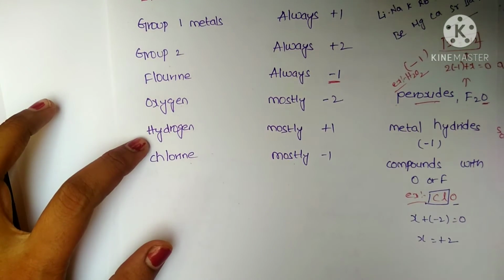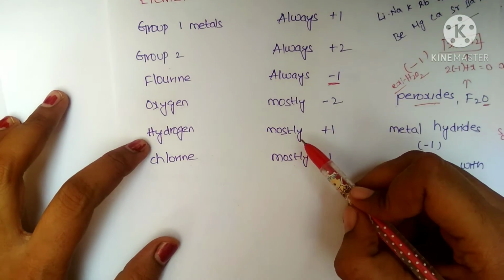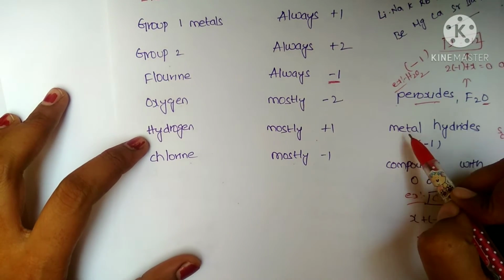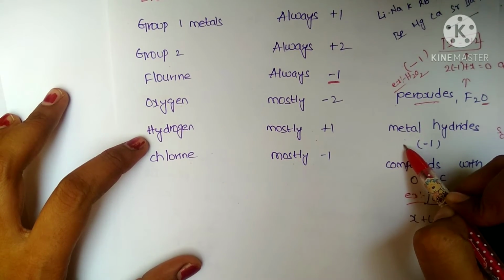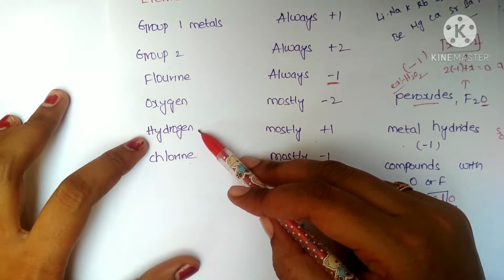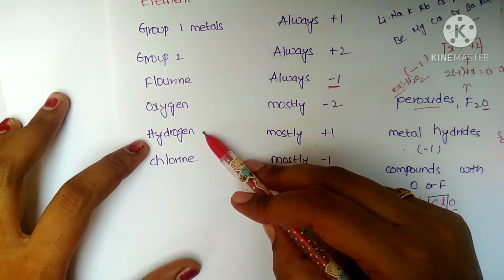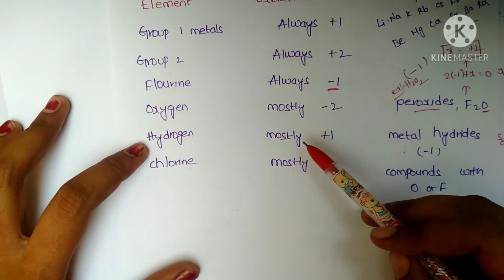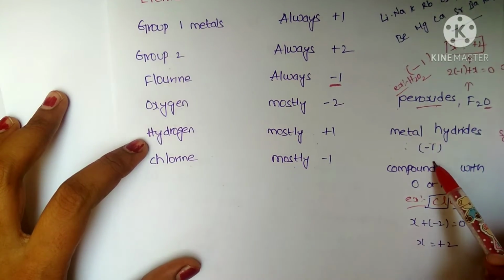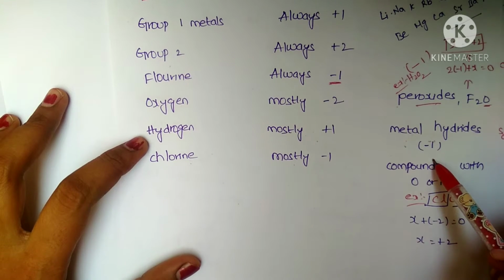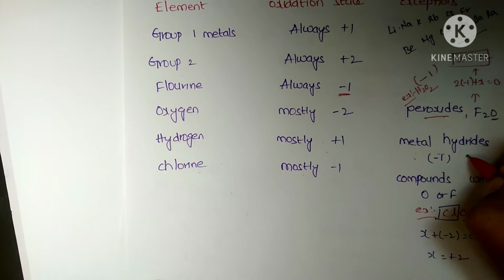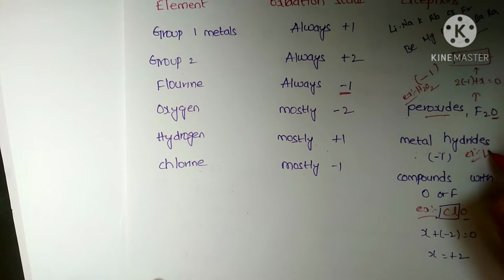Next, if you consider hydrogen, in most cases the hydrogen oxidation state will be +1. But here also there are exceptional cases: whenever the hydrogen is in combination with a metal, that is, metal hydrides, its oxidation state changes to -1. For example, lithium hydride.